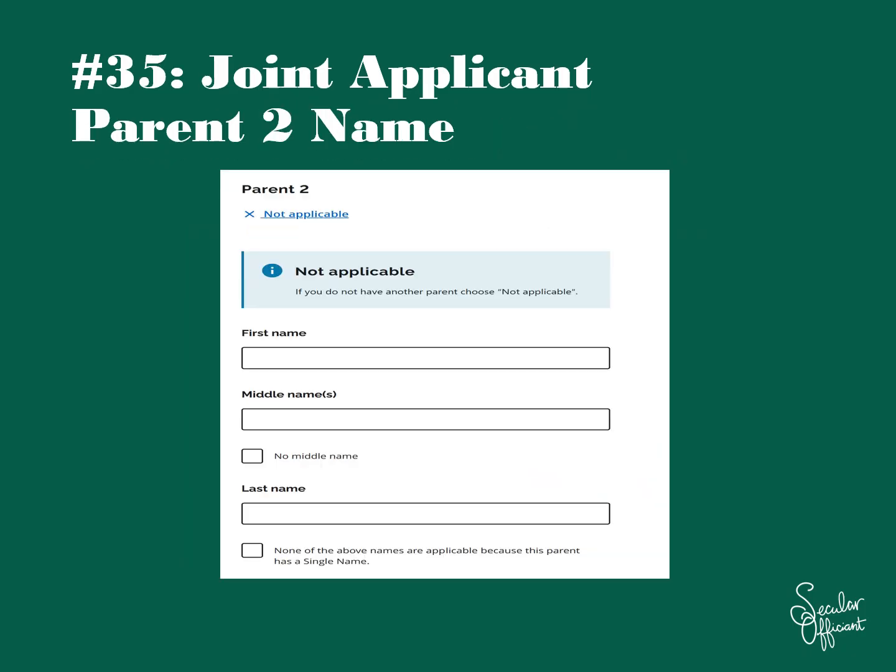Step 35 is indicating the name of your partner's second parent. They can select Not Applicable if they have a single parent. Provide the first name and middle name. If the parent doesn't have a middle name, select the square box indicating no middle name. Then include their last name. If the parent has a single name, then select the square box for single name and enter their single name.